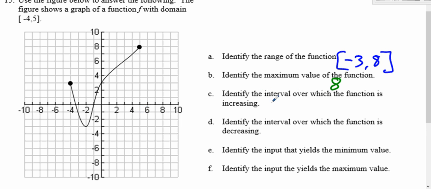Identify the interval for which the function is increasing. So it starts out decreasing, and then right here at -2 it changes. It starts increasing all the way until it stops at 5. So the interval is the x values from -2 to 5.